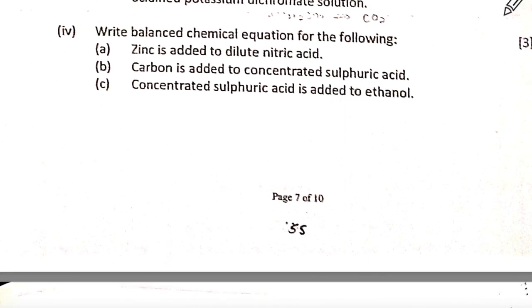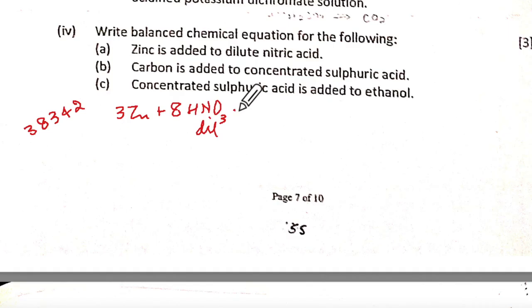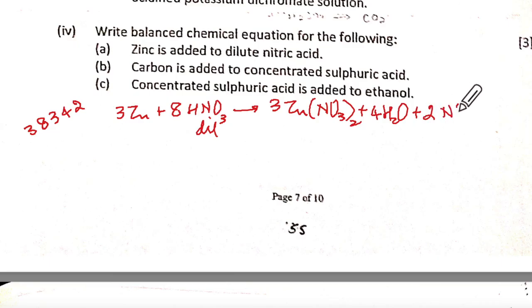Zinc is added to dilute nitric acid. Come on, speak with me and write: 3Zn plus 8HNO3 dilute will give 3Zn(NO3)2 plus 4H2O plus 2NO. Correct. Remember the package deal with dilute HNO3.